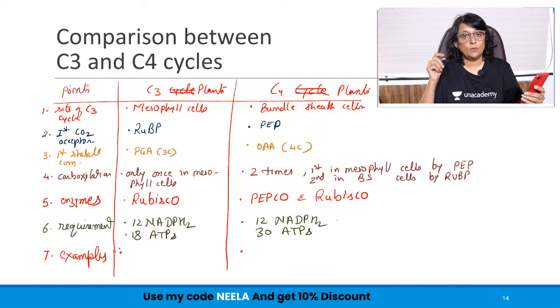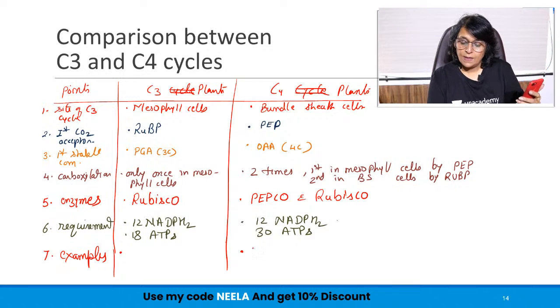I have given you the examples of C4 plants. Now I want to check whether you can give me the examples of C4 plants or not. Sorry, C3 plants or not. Or do you want me to write down if you're not able to recall? I'm going to write down for C4.